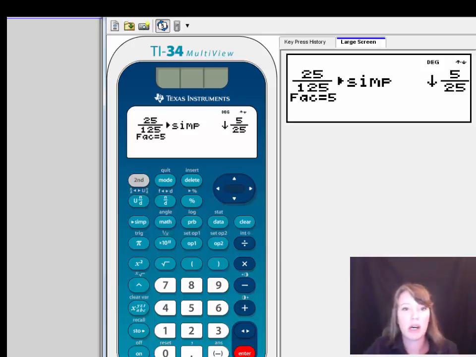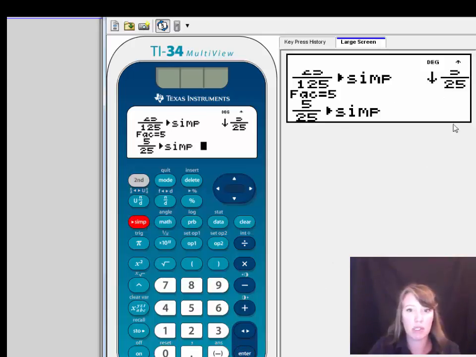So for instance, I put the fraction 25 over 125 in. I asked the calculator to simplify it. It tells me that the factor is 5, that it reduced it by 5. It tells me that 5 over 25 is simplified, but it also gives me this right arrow, meaning that it can be further simplified. So if I go simp, and it puts in my last answer, it tells me to simplify it, and again it reduces to 1 over 5, so the factor is 5.